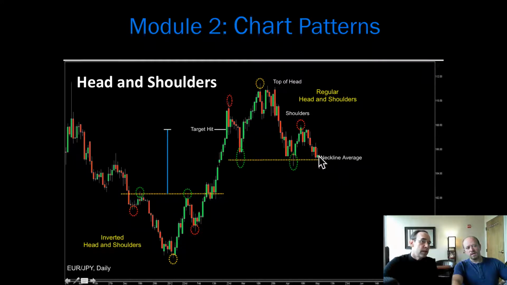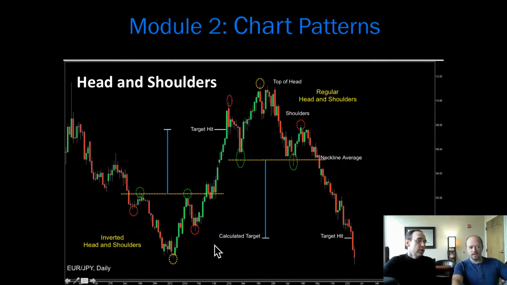We averaged it right here. And then from there, we calculate our target from the top of the head to the neckline. We take that distance and we bring it down as a potential calculated target. And from there, we watch the price move right down through and bam, target hit. So this is a unique chart where it shows how we calculated it: it went up, hit the target, and immediately turned into another head and shoulders, and then came back down and again hit the target.